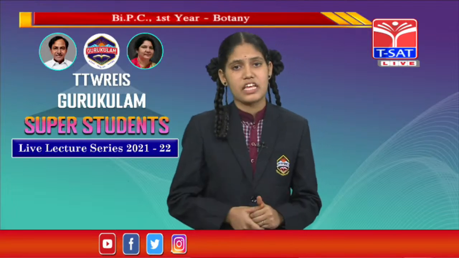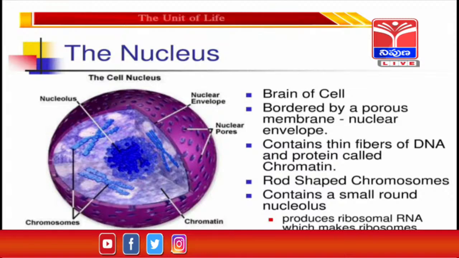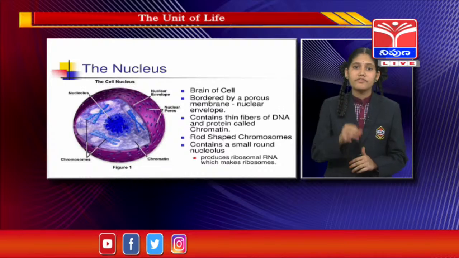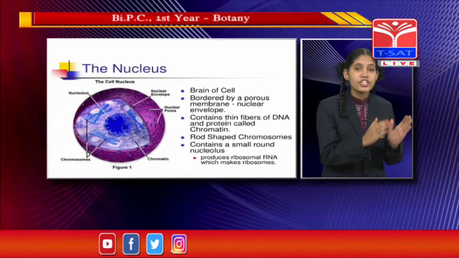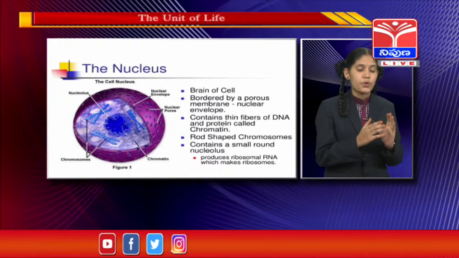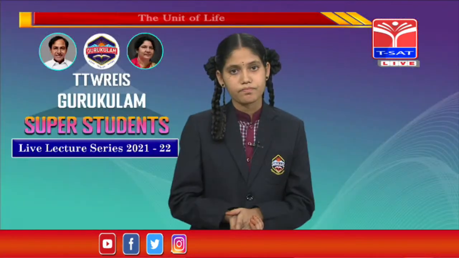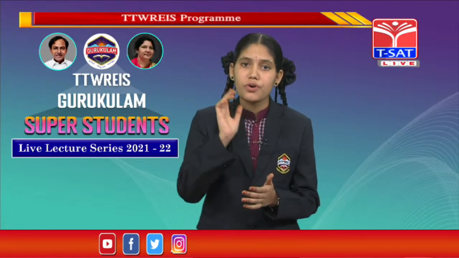Next, we will go to the next cellular organelle, the nucleus. We can call the nucleus the brain of the cell. Why? Because the nucleus stores all the information and controls the cell. The nucleus is bordered by a porous membrane that we call the nuclear envelope. The nucleus contains a thin network of DNA and protein, which we call chromatin. In the nucleus, rod-shaped chromosomes are present, and a round-shaped nucleolus is present.